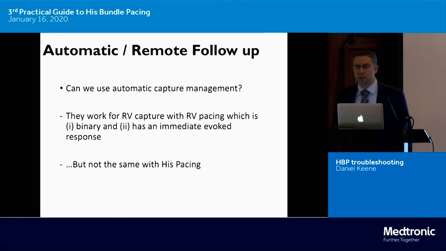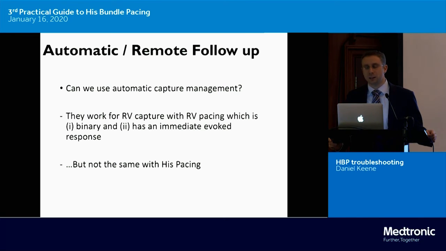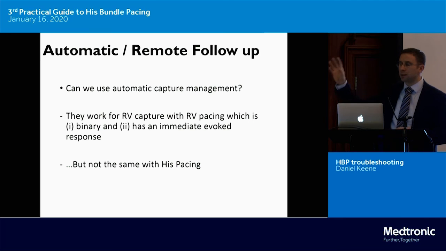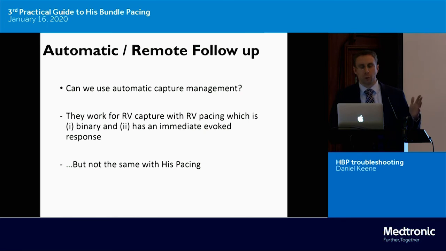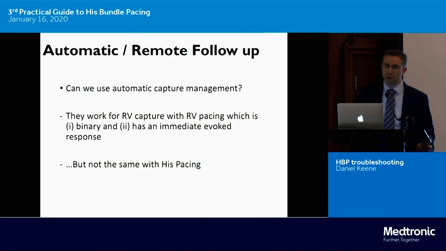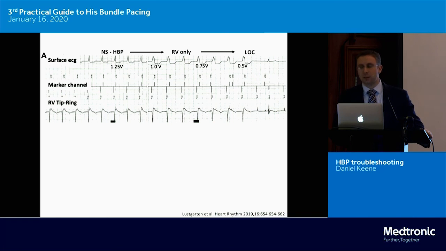Thinking about the way that we program these patients, we shouldn't really use automatic capture management if the lead is in the RV port. We all know RV capture, RV pacing is binary. There's capture or there's no capture, and there's an immediate evoked response following your pacing stimulus. And detecting an evoked potential after the pacing stimulus is in essence how auto-capture algorithms are designed to work. These evoked potentials, though, are absent in selective His bundle pacing because of that isoelectric interval, that HV delay. And they can sometimes be mistaken in non-selective His bundle pacing.